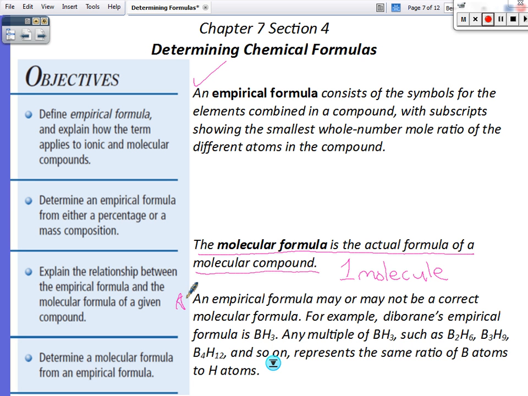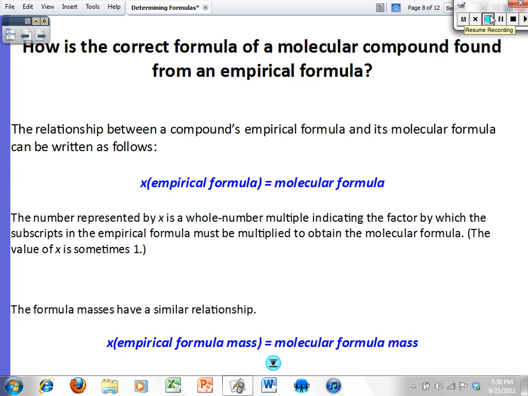This right here is just another example to drive that nail home: something with an empirical formula of this can be multiple different compounds. And we don't want that. We want to know the molecular formula of what we're working with so we can know the properties. A couple notes for this one.